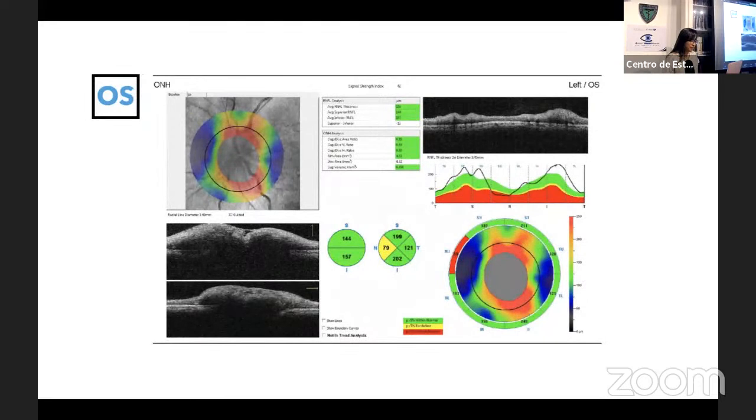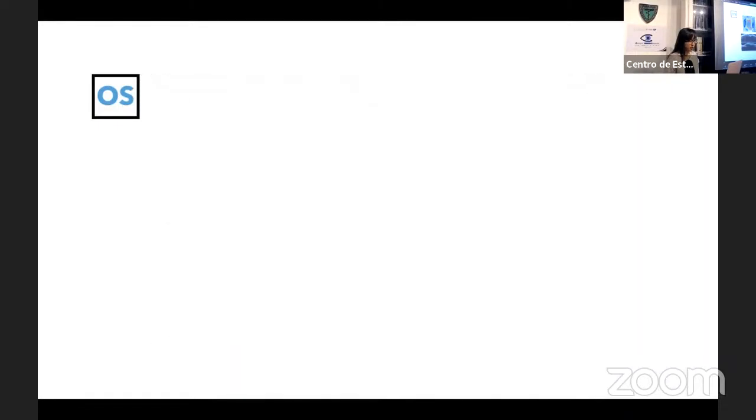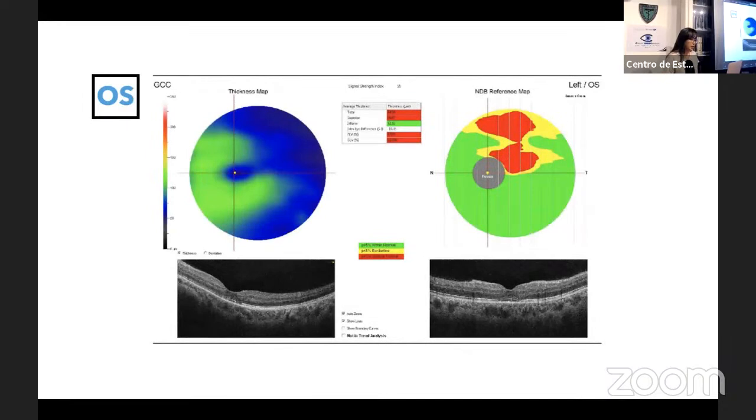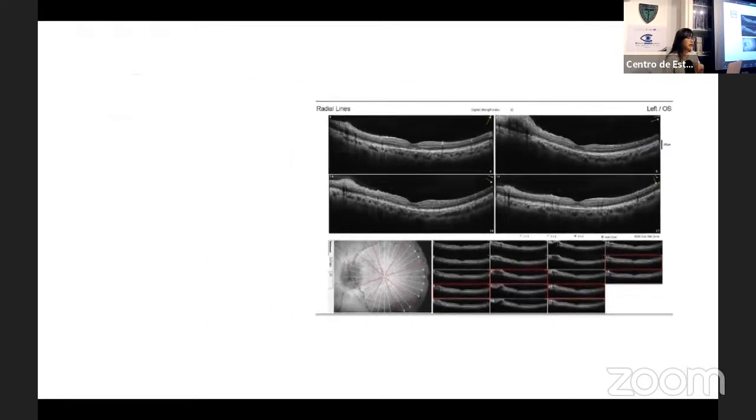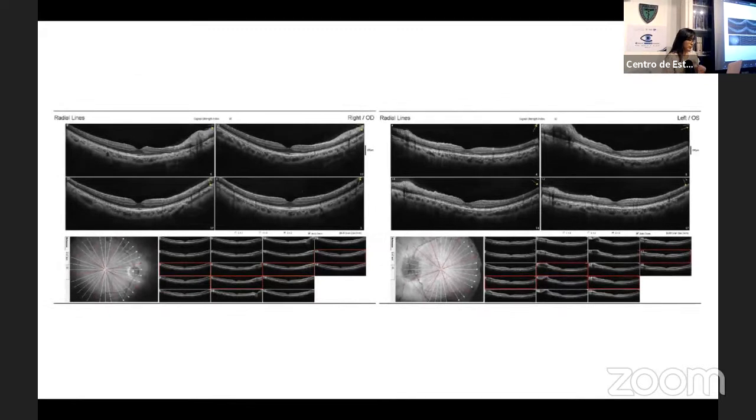And here in the left eye, we can see in the double hump graph that he has this optic nerve swelling, so we didn't show any loss of fibers because of the swelling. And here in the ganglion cells, it shows a superior loss in the left eye. If we compare the radial lines from the right eye and the left eye, we can see that the curvature is a little bit less in the left eye. We can see a flattening of the posterior pole of the left eye.